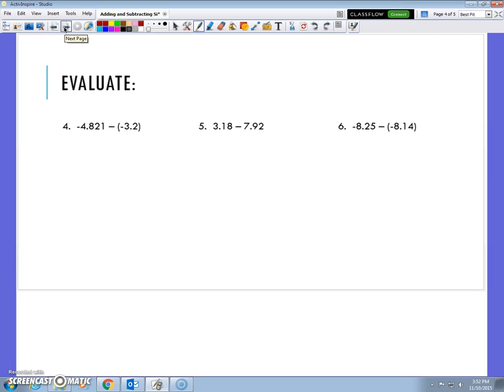So let's take a look at a few more here. I think we got 9 examples to get through here, and I think you're going to catch on pretty quickly. This is where things get a little trickier. Same signs, add and keep. So I'm going to do a change.